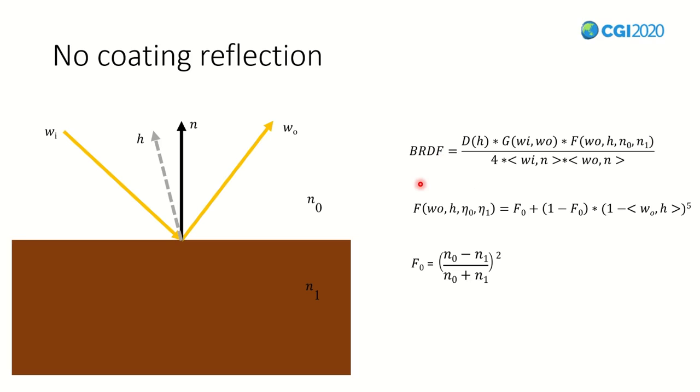We often use an approximation called the Schlick approximation in order to model our Fresnel term right here, which depends on the direction the light is reflected in and the index of refraction of materials.